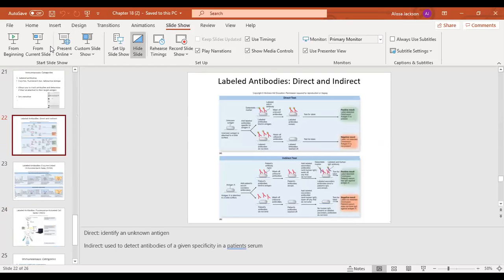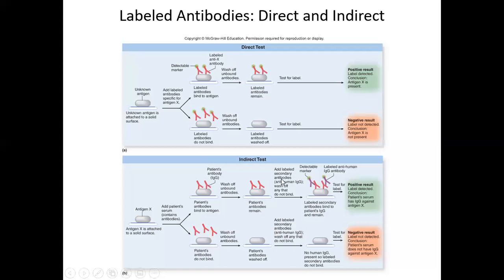Right. Let's see, direct versus indirect. I don't think there's any advantage or disadvantage to either of these. The indirect, you just have an extra step, an antibody that binds to the antibody. So, I don't know if that helps at all. But if you don't feel like it's going to be very important, then that's fine. But I was just trying to separate them in my mind a little bit.